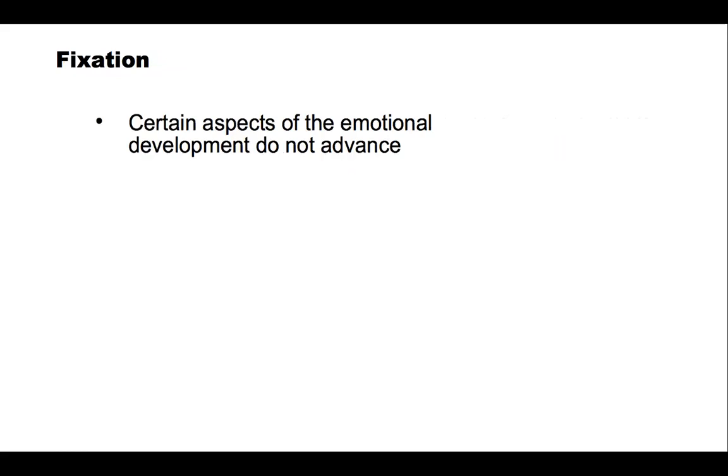Now let us see what is fixation. So fixation refers to a point in the individual's development at which certain aspects of the emotional development do not advance. Example, thumb sucking continuously till adult age. An unmarried middle-aged man who still depends on his mother to provide his basic needs are all examples of fixation.